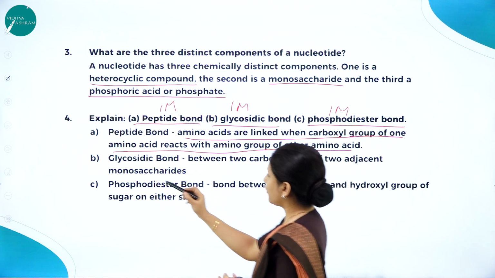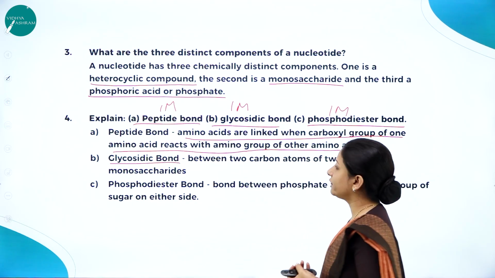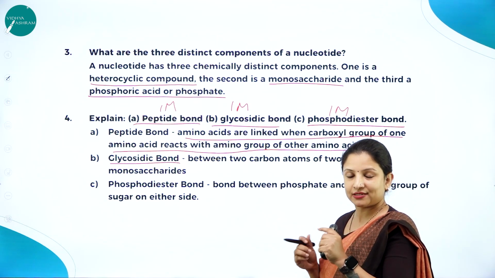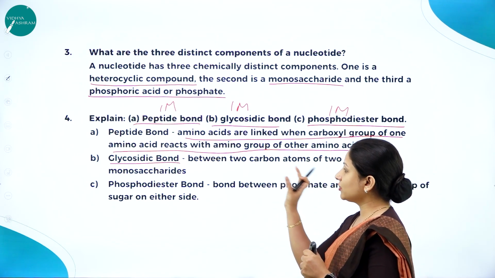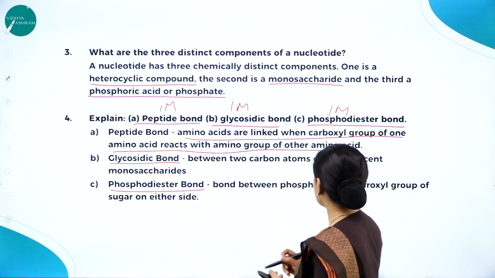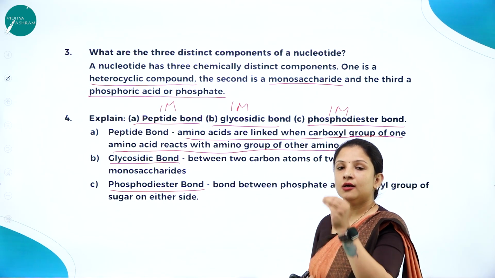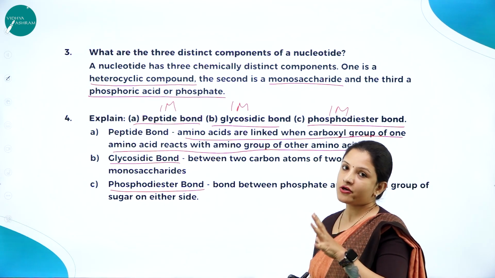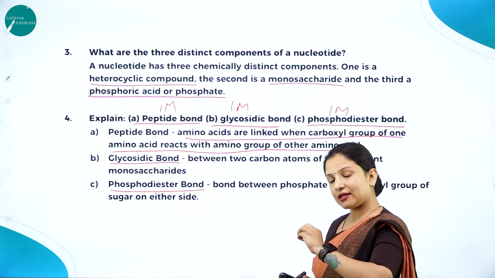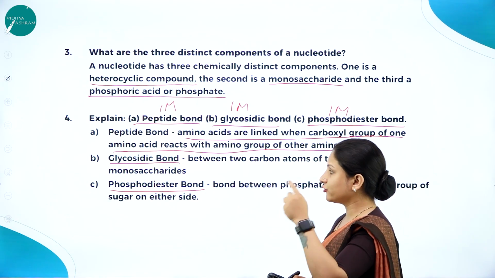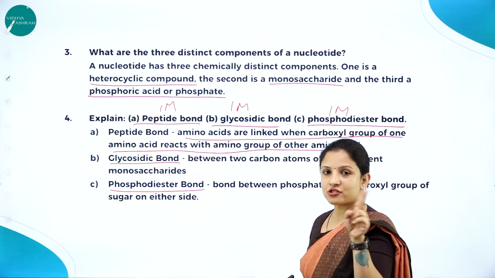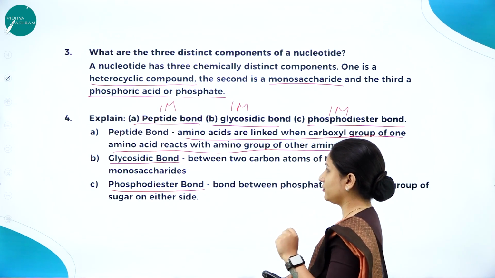Next, glycosidic bond. Glycosidic bond, usually you find them in polysaccharides, wherein each monosaccharide unit is attached to each other through glycosidic bond. Next is phosphodiester bond. So phosphodiester bond, you find it between a phosphate group and then a sugar molecule, that is, a monosaccharide. So monosaccharide is attached to a phosphate group through phosphodiester bond. 2 monosaccharides are attached to each other by glycosidic bond.